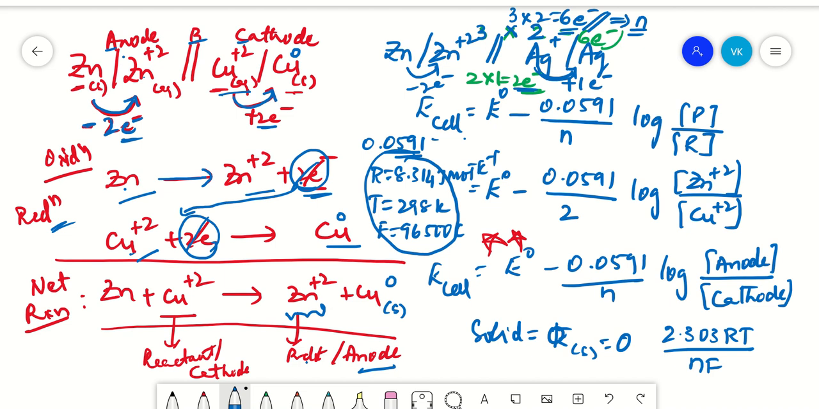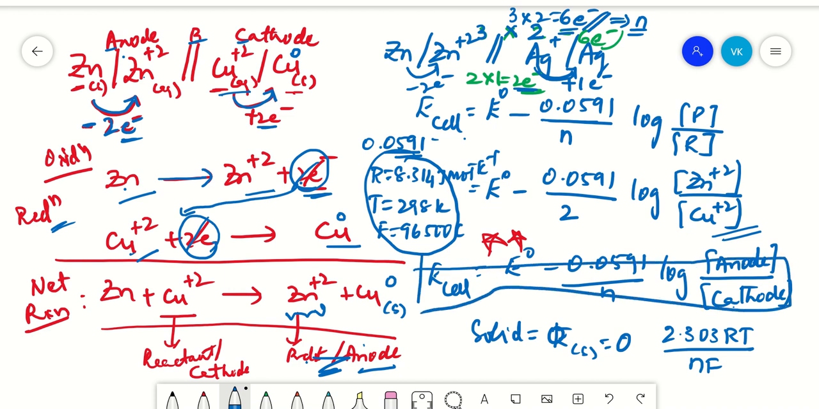So this is your Nernst equation, log of product concentration by reactant concentration. Now if you write E cell is equal to E naught minus 0.0591 by 2 log of Zn plus 2, why are we writing Zn plus 2 here? Because the product concentration here is Zn plus 2 concentration by copper plus 2 concentration, right? You can also write this equation as anodic concentration by cathodic concentration, because the product here is the anode and the reactant here is the cathode. So this will be your Nernst equation, right?